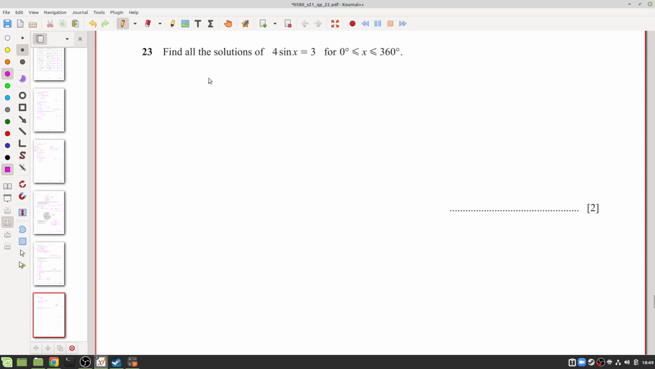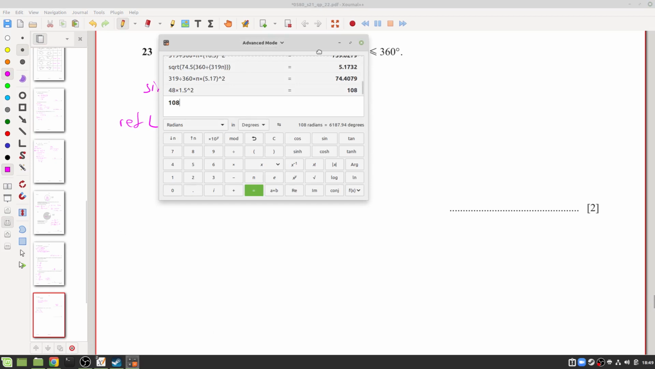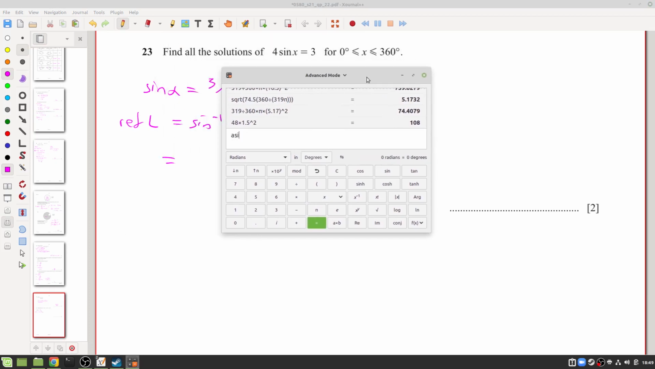Okay, find all the solutions of this. First, let's get sin x by itself by dividing by 4, so we get that. Now let's find our reference angle. Our reference angle is going to be shift sin in calculator talk, otherwise just called arc sine. So arc sine of 3/4.